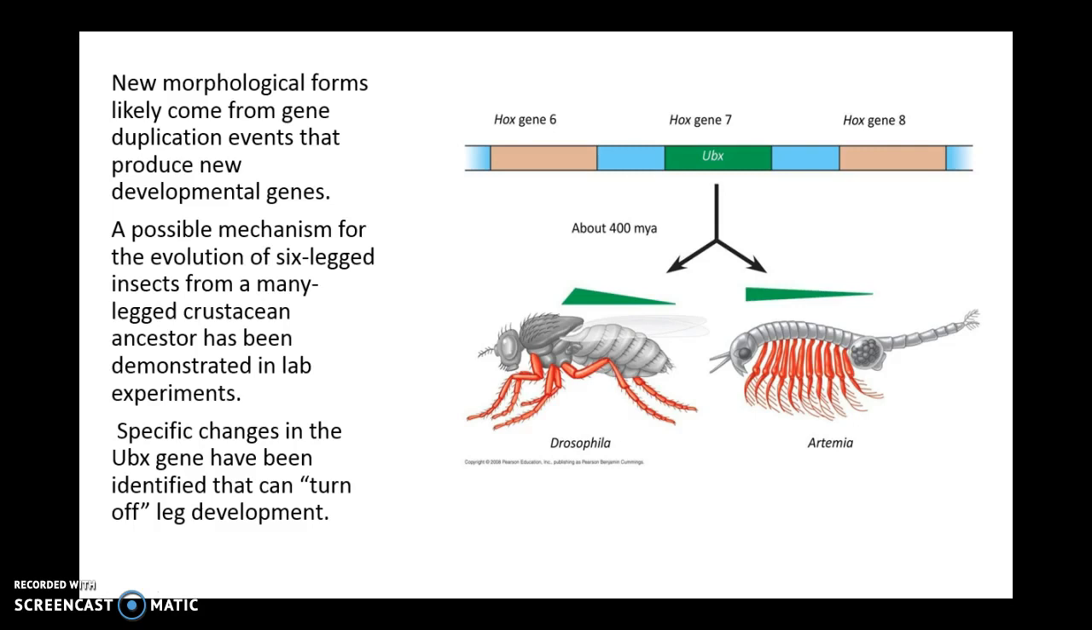So the possible mechanism for evolution of six-legged insects from many-legged crustaceans can be because of specific changes in one of these Hox genes called UBX that have been identified to turn off leg development, so that the leg does develop, but just not as many.